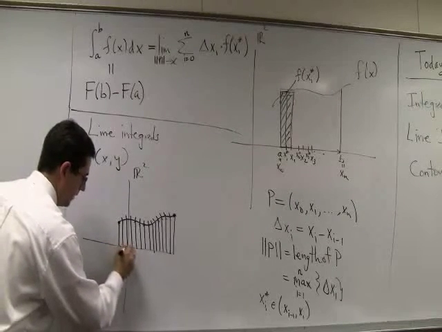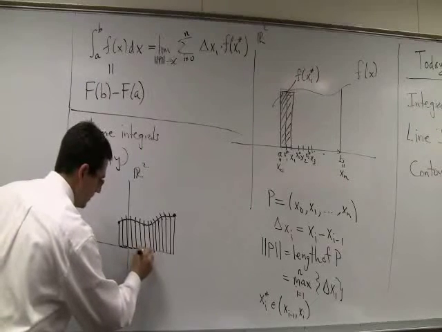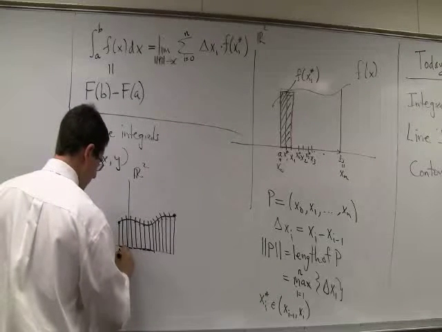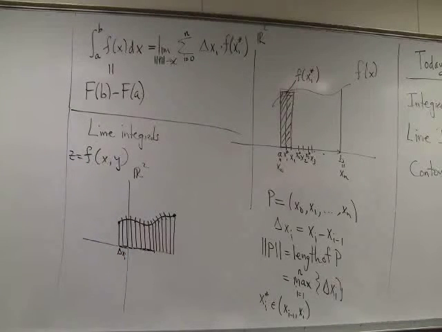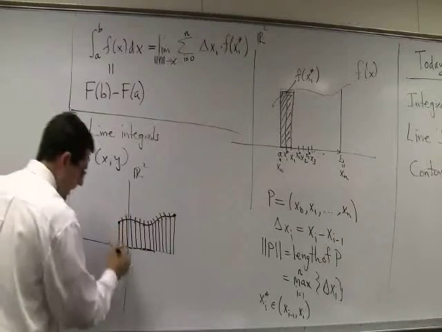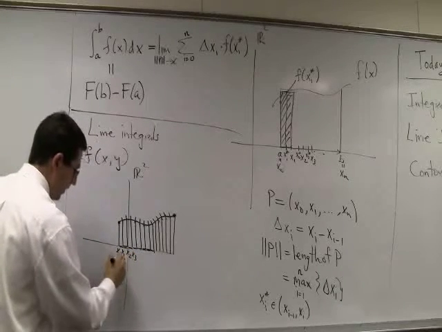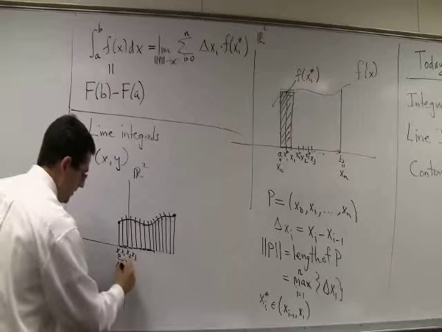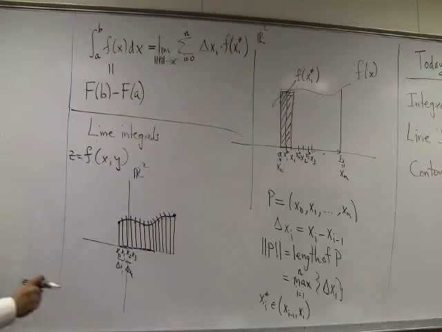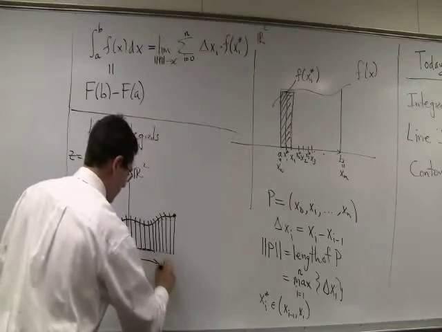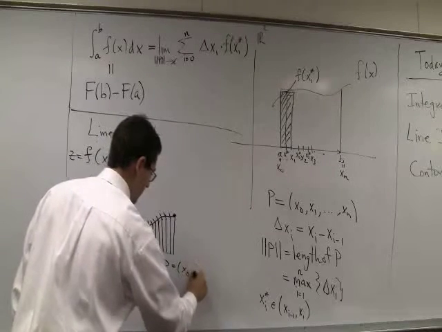I can again look at these distances on the x-axis. These can again be my delta xi's. Here there would be my x0, my x1, my x2, and my x3. Then that would be my delta x1, that would be my delta x2. So this would give me a partition. So this gives me a P.